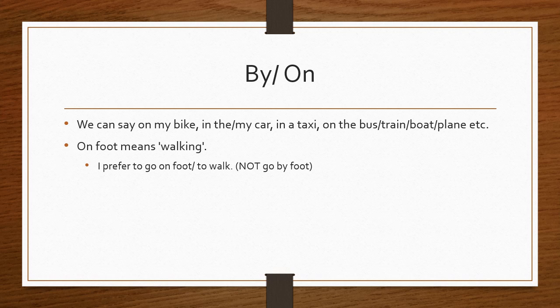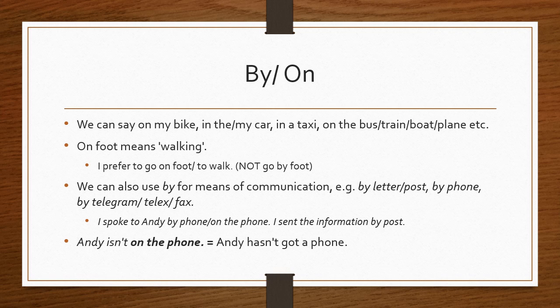On foot always means walking. I prefer to go on foot, or I prefer to walk. We don't say go by foot. We can also use by for means of communication, like by letter, by post, by phone, by telegram, by fax, etc. I spoke to Andy by phone, or I spoke to Andy on the phone. I sent the information by post. So Andy isn't on the phone, which could also mean Andy hasn't got a phone.